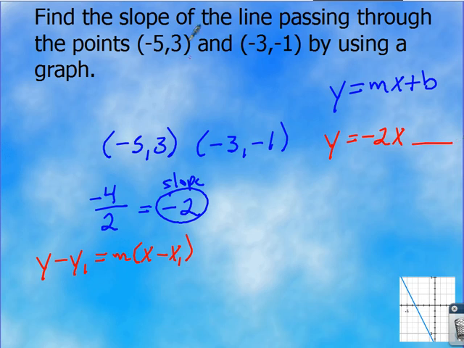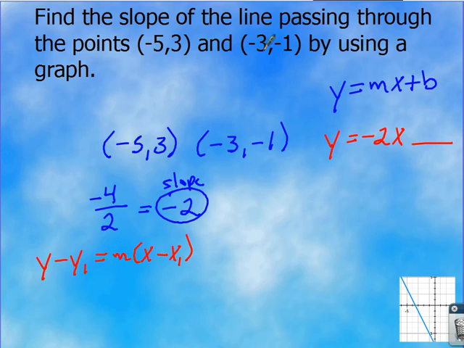It's not given. -5, 3 is not a y-intercept. -3, -1 is not a y-intercept. Remind me, how do I know that neither one of those are y-intercepts? I heard the x. The x is not 0. -5, 3, that's not a y-intercept. -3, -1, your x will be 0 if it's.